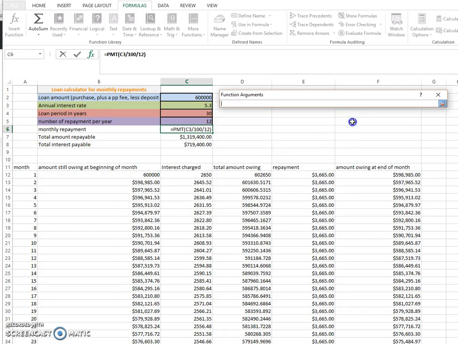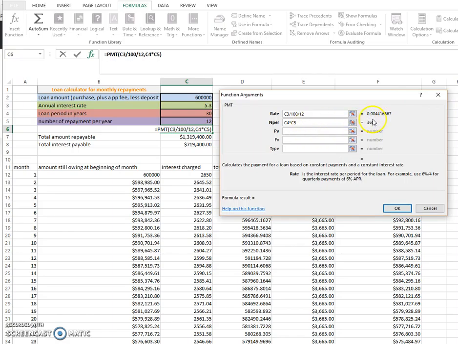But again, we don't enter 360. What we do is we go click on this cell, which is the number of years, and then multiply. Multiply in Excel is star, which is above the 8. And then we click on the number of payments per year, which is 12. Click on this little box on the side here, and you'll see that the calculation pops up over on the side, 360 payments.